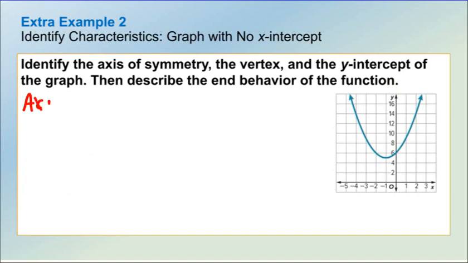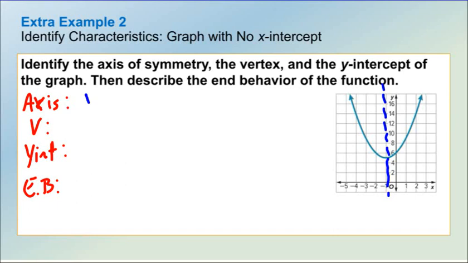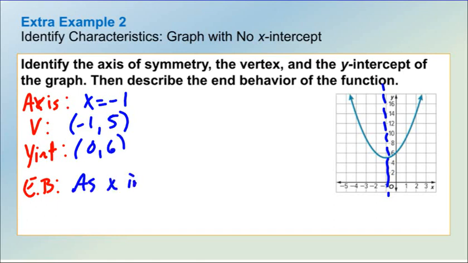Next, we have the axis, the vertex, the y-intercept, and the end behavior. The axis of symmetry is here, so x equals -1. The vertex is at -1 and it's about 5. The y-intercept is at 6. The end behavior, as x increases and decreases, our y increases.